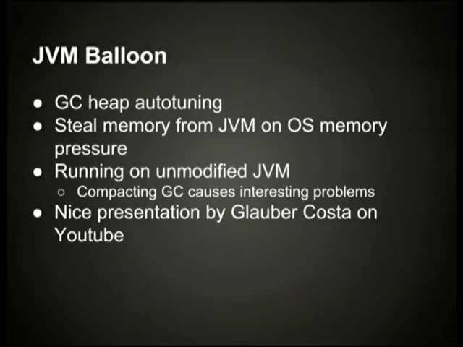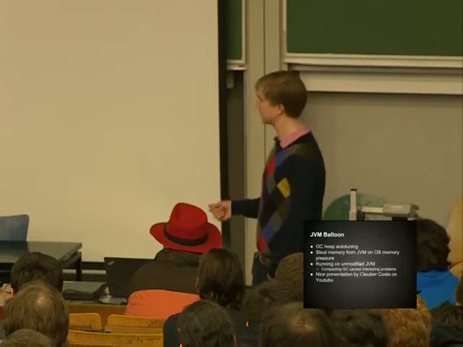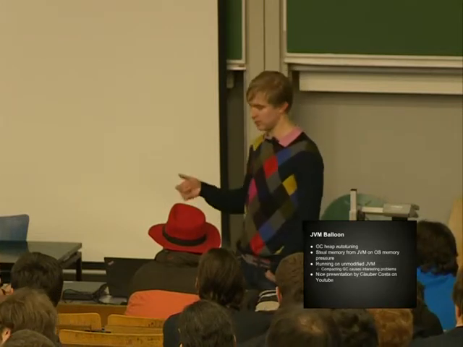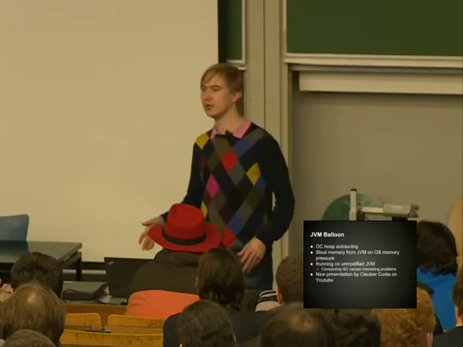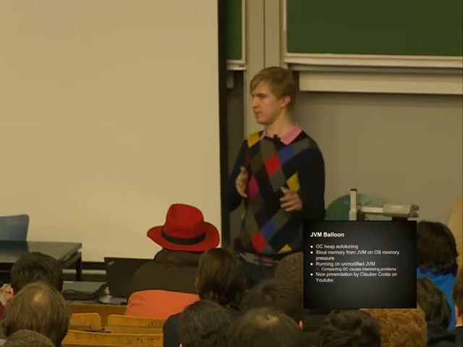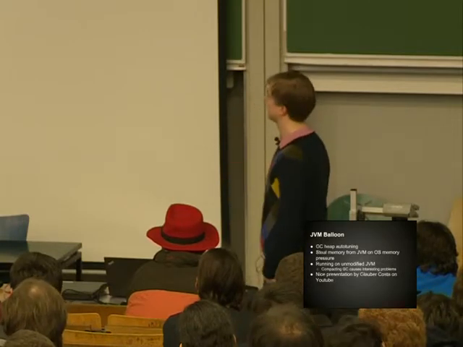Something quite different related to our JVM stuff. JVM ballooning. Ballooning is a really typical technique used in virtual machines, and we're extending it to the JVM. So the idea is that we can auto-tune the GC heap and give all the VM memory to the JVM. So you don't need to limit the amount of JVM memory to maybe something like 80% of the VM size or whatever.